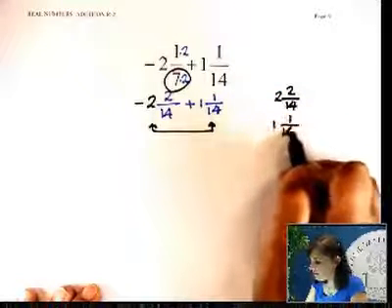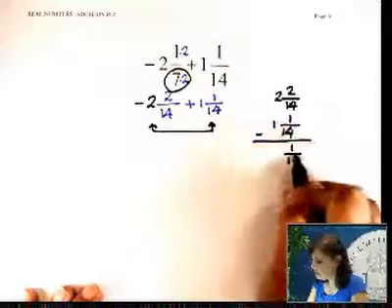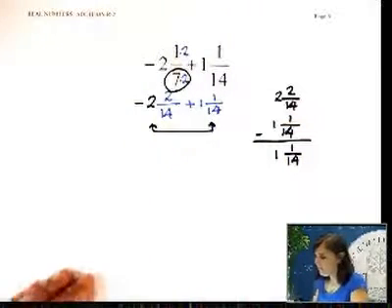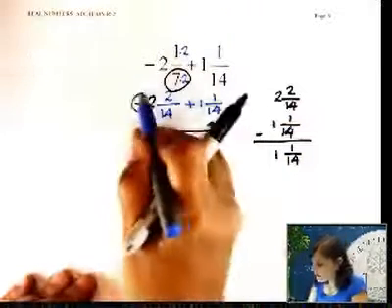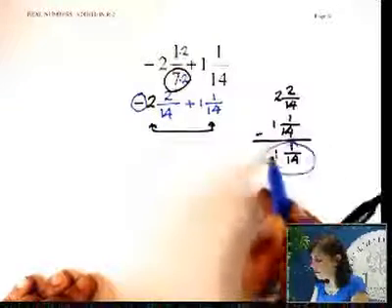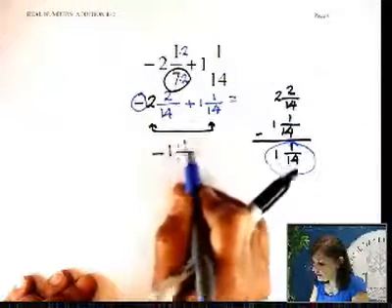What is the difference of these two? You're going to get 2 minus 1, that's 1. 2 minus 1, that's 1 as well. And remember how you do it. This one is together with the bigger number. So this number is going to have a negative. So the answer is negative 1 and 1/14.